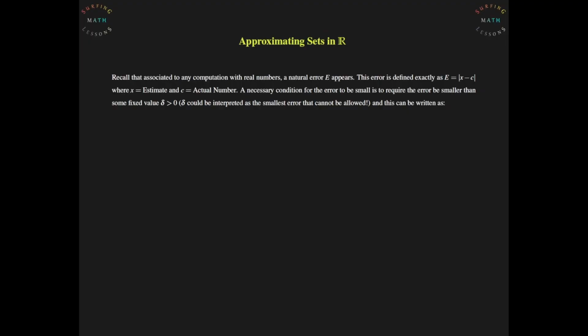Recall that the error of estimating a real number c is calculated via the equation E = |x - c|, where x is the estimate and E is the error. Also, recall that in general, the error cannot be calculated exactly, and thus we need a way to control it. This constraint is enforced by making use of the inequality E < delta, where delta is a small positive number of our choice.